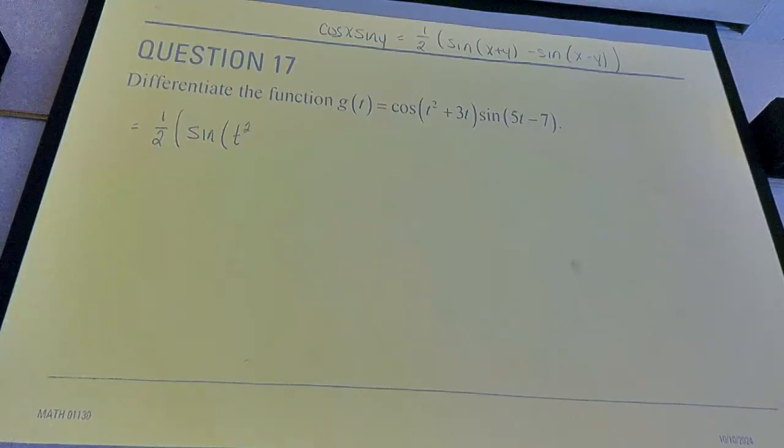Sine of t squared plus 8t minus 7, then minus sine of t squared minus 2t plus 7.